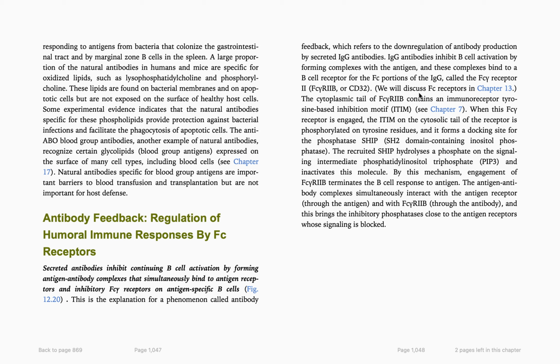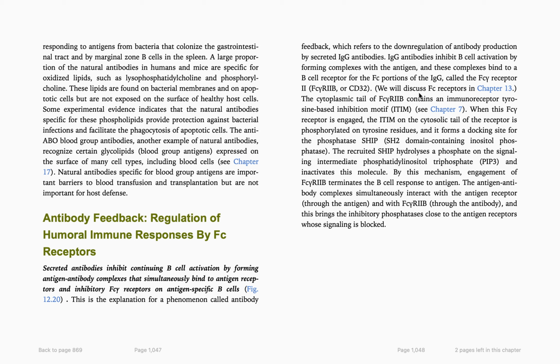IgG antibody. IgG antibody inhibits B cell activation by forming a complex with the antigen, and this complex binds to the B cell receptor for the Fc portion of IgG, called the Fc receptor, Fc gamma RIIB, or CD32. So these are very important. The Fc gamma RIIB is sometimes called CD32. We will discuss Fc receptors in chapter 13.